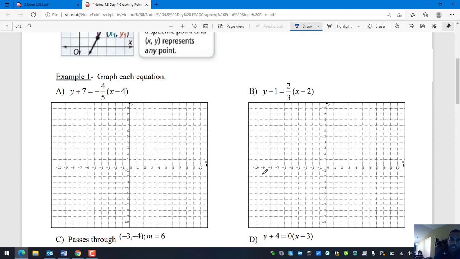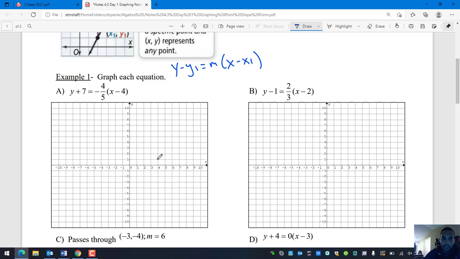So the first example, for letter A, says graph the equation y plus 7 is equal to negative 4 over 5 times the quantity x minus 4. For this first equation, it's written in point slope form. They're giving me a point and they're giving me a slope. It follows the format y minus y1 is equal to m times x minus x1. I keep writing that formula over and over again because you need to remember it. So how do I graph this?